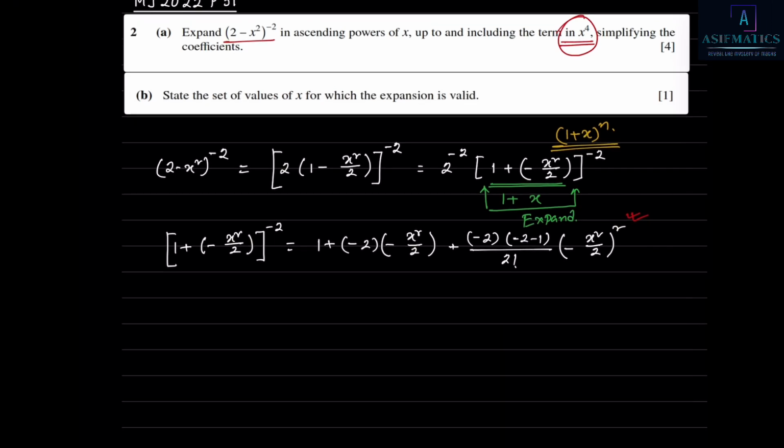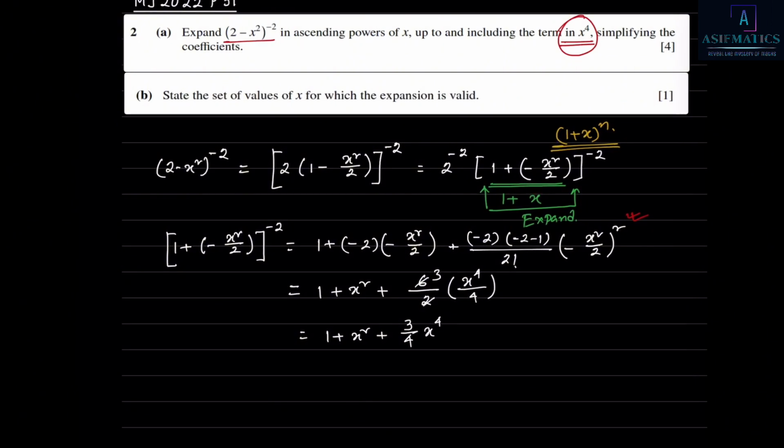Now, just simplify this one. We can write 1, then this will be plus x squared. And then we will have plus, here minus 2 minus 1 is minus 3, times minus 2 is 6. So this will be 6 by factorial 2, which is 2, and here this will be x to the power 4 by 4. Then we can write 1 plus x squared plus, 2 and 6 becomes 3, so this will be 3 by 4 x to the power 4.